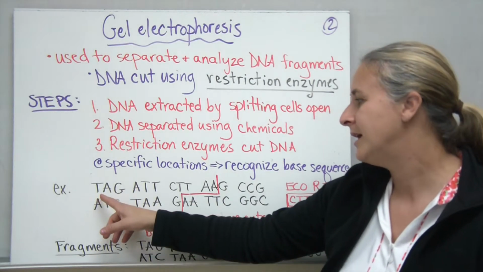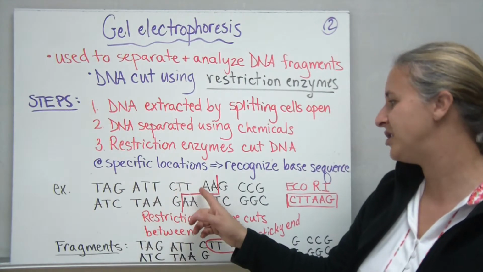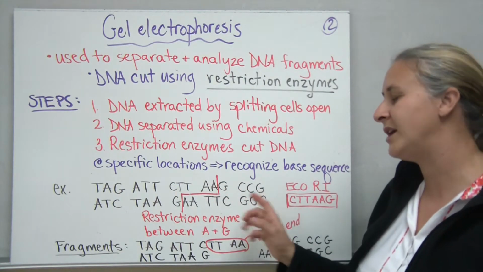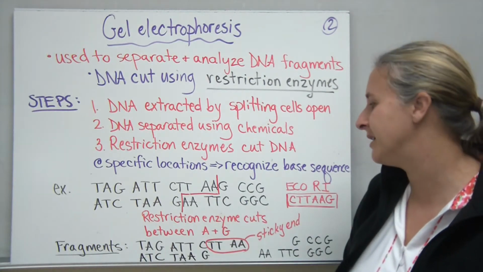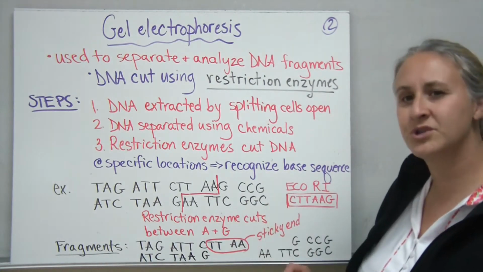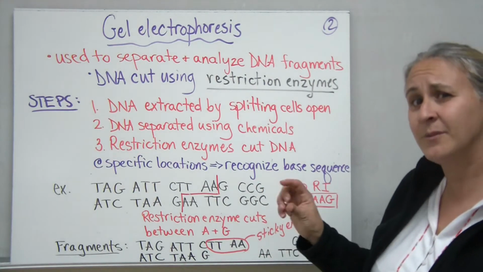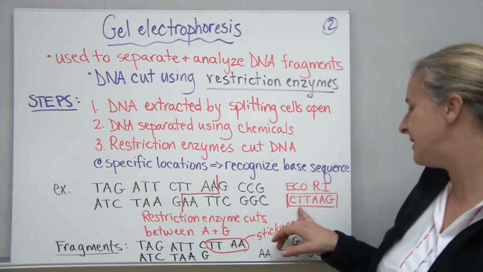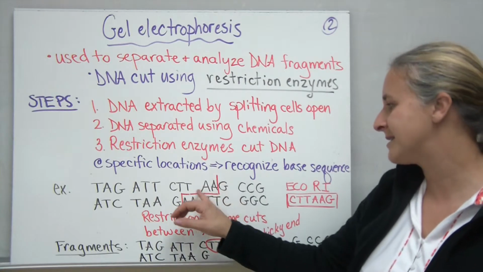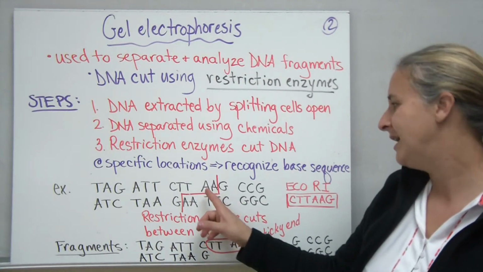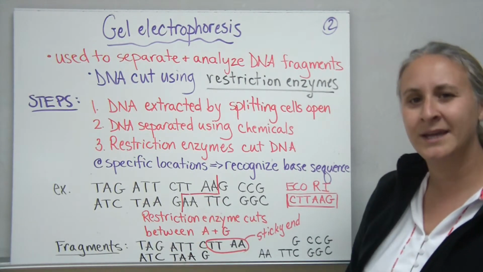So for example, I might have a sequence of DNA, TAG, ATT, CTG, AAG, CCG, and then my opposing strand, or my complementary strand. And in this case, we have a special restriction enzyme called EcoR1, and it recognizes anywhere along the DNA strand the sequence CTT-AAG. And when it does, it makes a cut in this specific location after the second A, in between the A and the G. So it's going to cut between the A and the G.